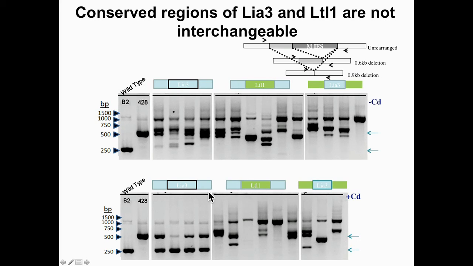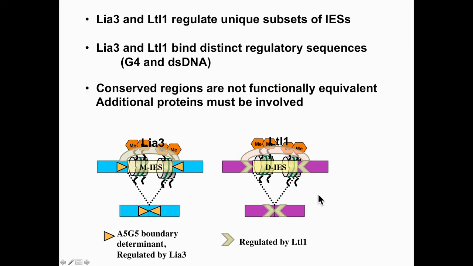We can do a similar thing where we've rescued the LTL1 mutant with LTL1. We haven't yet done the chimeric experiments to see, but it appears that they aren't exactly functionally interchangeable even though they have conserved regions, so there is still some functional diversification.